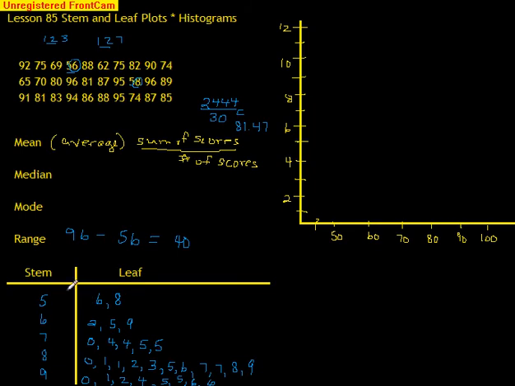The mode is the one that occurs most frequently. So let's look and see what occurs most frequently. There are no 5s that repeat, no 6s that repeat. Here we have a 74, 74, 75, and 75. So let's just write that down. 74, we have 2 of those. We have 2 75s. We have an 81 that repeats. We have an 87.